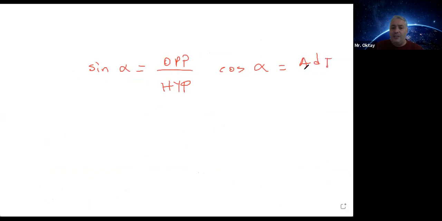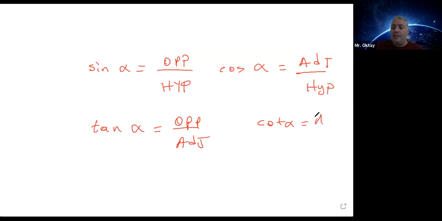It's so simple. Sine of any angle means opposite over hypotenuse. Cosine of any angle means adjacent over hypotenuse. Tangent means opposite over adjacent. And cotangent means adjacent over opposite.